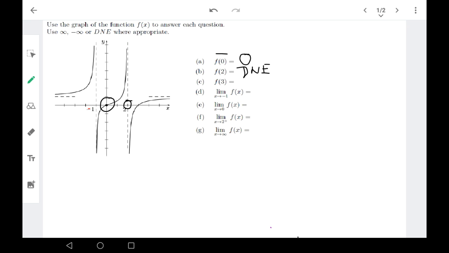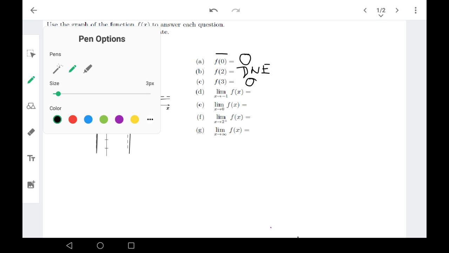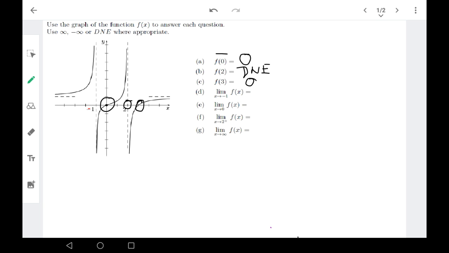So what is the y value when x is 3? That is what C is saying, right? What is the y value when x equals 3? So here is the 3. What is the y value there? I can see that the ordered pair that I have there is (3, 0). So that means that the y is 0. Now let's move on to the limits now.